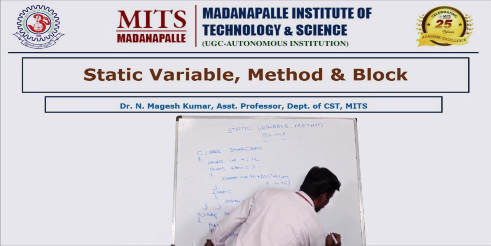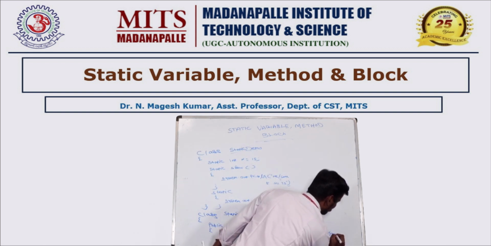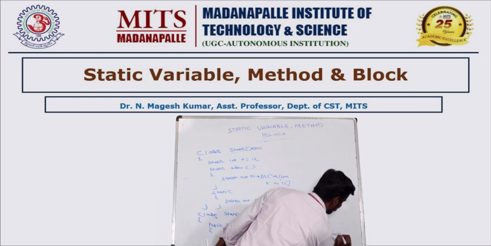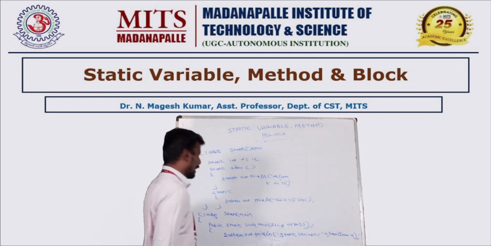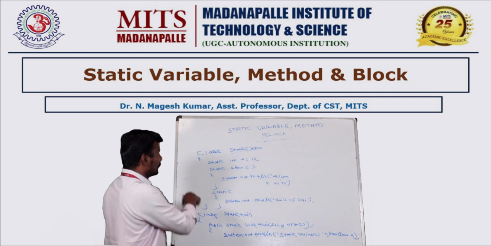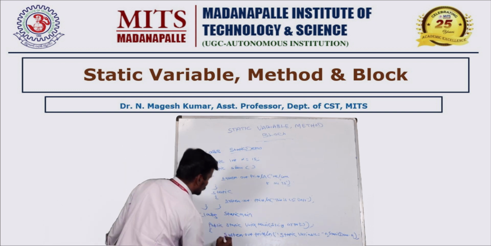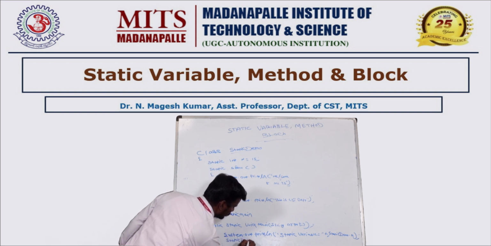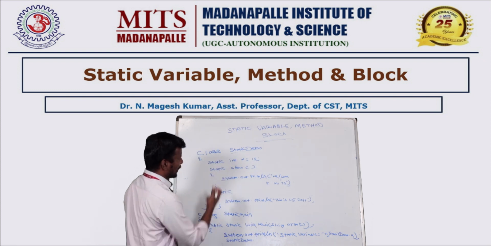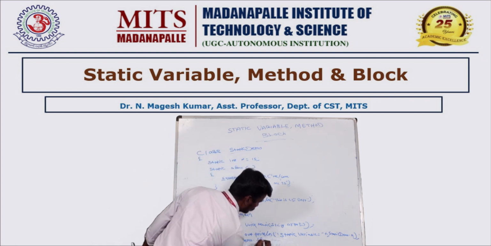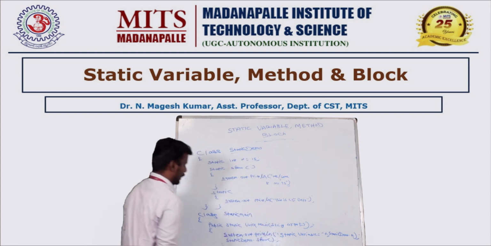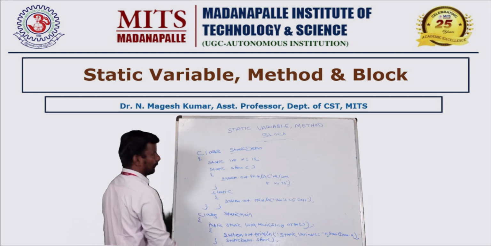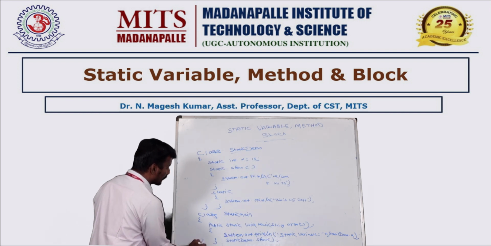So we have to use the class name, static demo dot a. And next, we have to invoke the static method. So I have to use the class name, static demo dot, what is the name of the method? Show. And next, close the main method and then close the class.